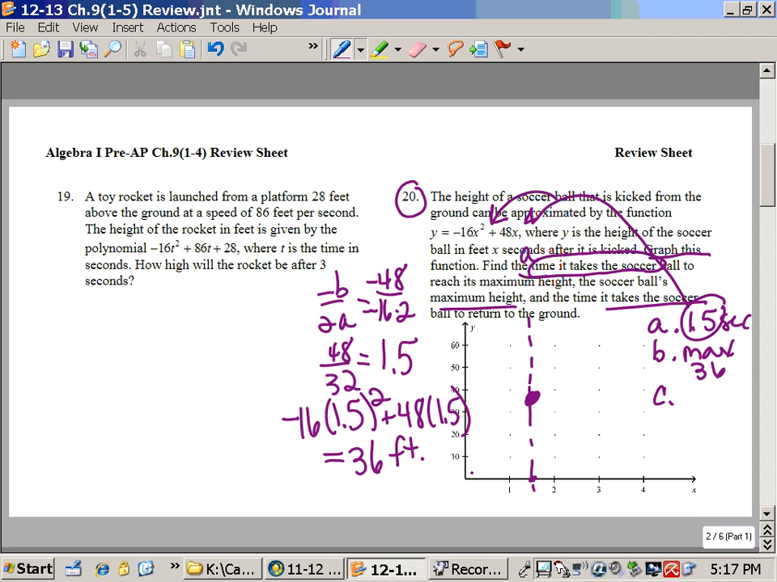Now what that's saying is it started at 0. It takes 1.5 seconds to reach the top. It takes 1.5 seconds for it to come back down. It's asking you for the total time it takes for the ball to reach the ground from the time that it was released. And that would be 3 seconds. So we have our graph, our A, B, C, D. We are good to go.